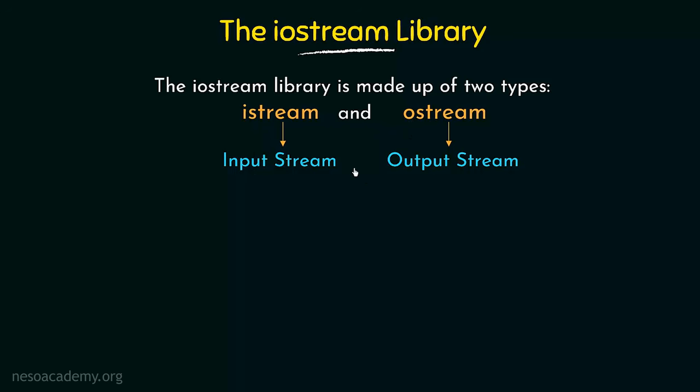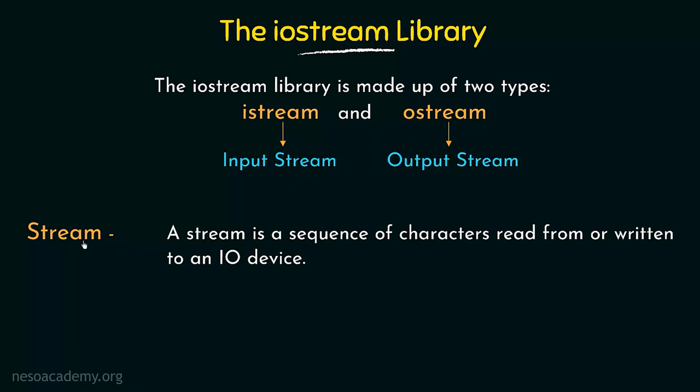Now what is this stream? What do we mean by stream? A stream is nothing but a sequence of characters read from or written to an input-output device. So any sequence of characters that we are writing to or reading from an input-output device is known as a stream. Now I hope you understood the meaning of input stream and output stream. These two make up the iostream library. Okay, so we have understood the iostream library.